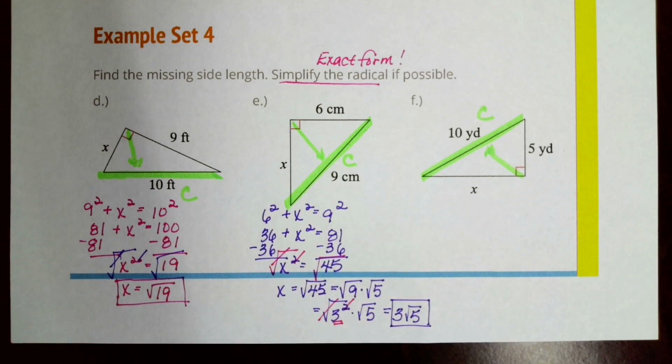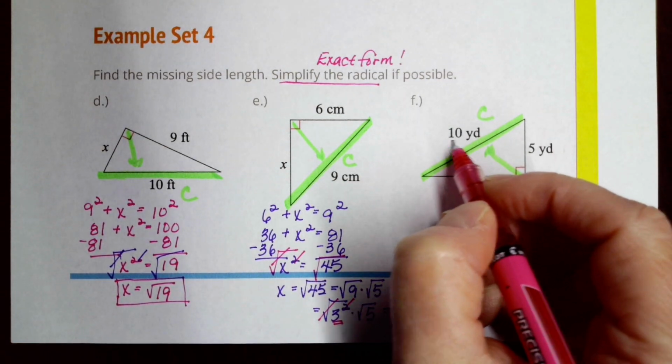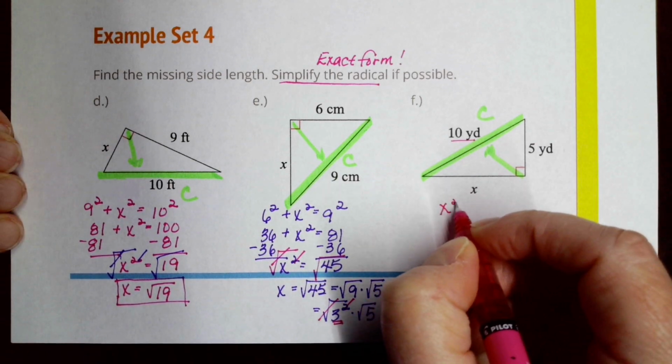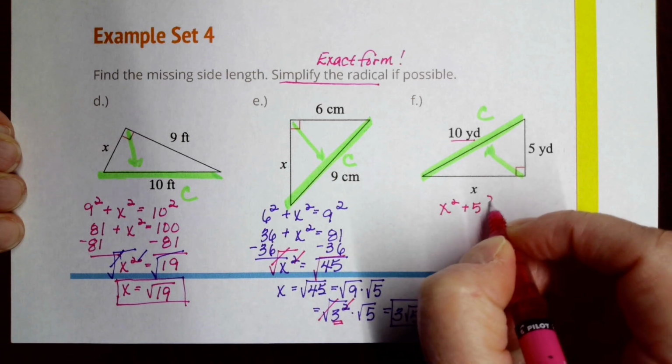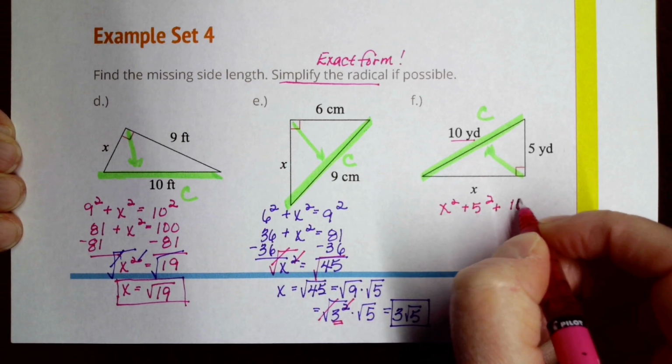Also, not a Pythagorean triple. As soon as you see a radical in there, it's not going to be a nice number. Okay, so let's look at this last one then. We've already identified this one's going to be the hypotenuse. So x squared plus 5 squared is going to be equal to 10 squared.